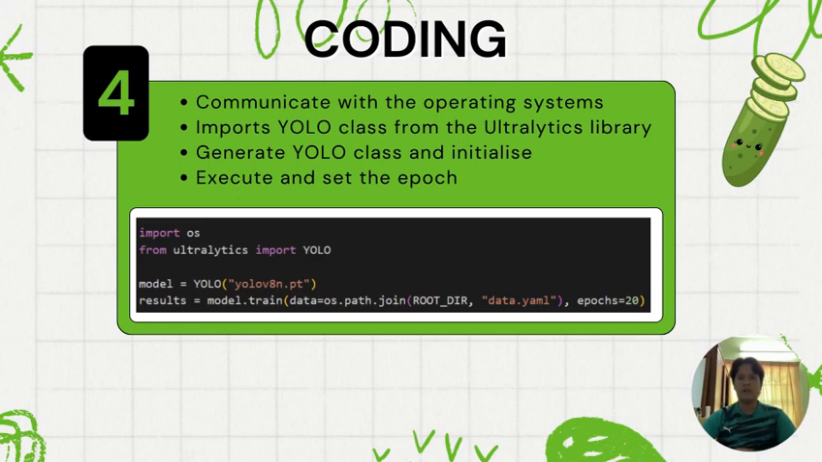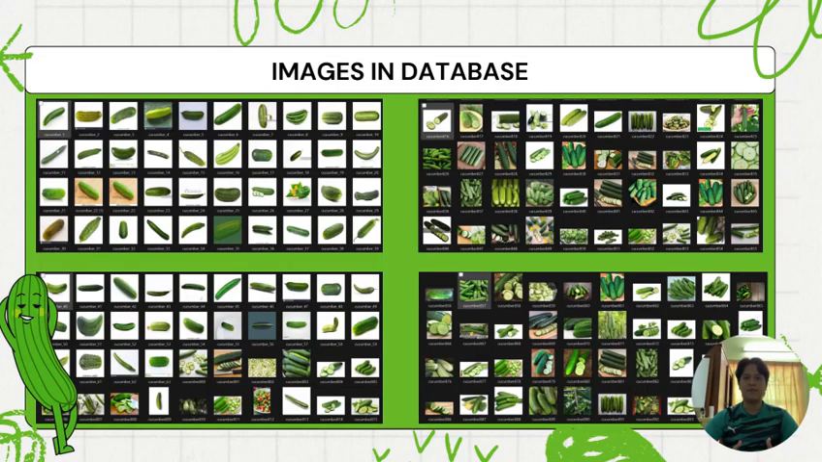First is to communicate with the operating system. Second, to import the YOLO class from the ultralytics library. And third, to generate the YOLO class and initialize it. Lastly, to execute and set the epochs needed in our group assignment, starting from 5, followed by 10, and lastly 20. This is a few of the pictures that we obtained from Kaggle.